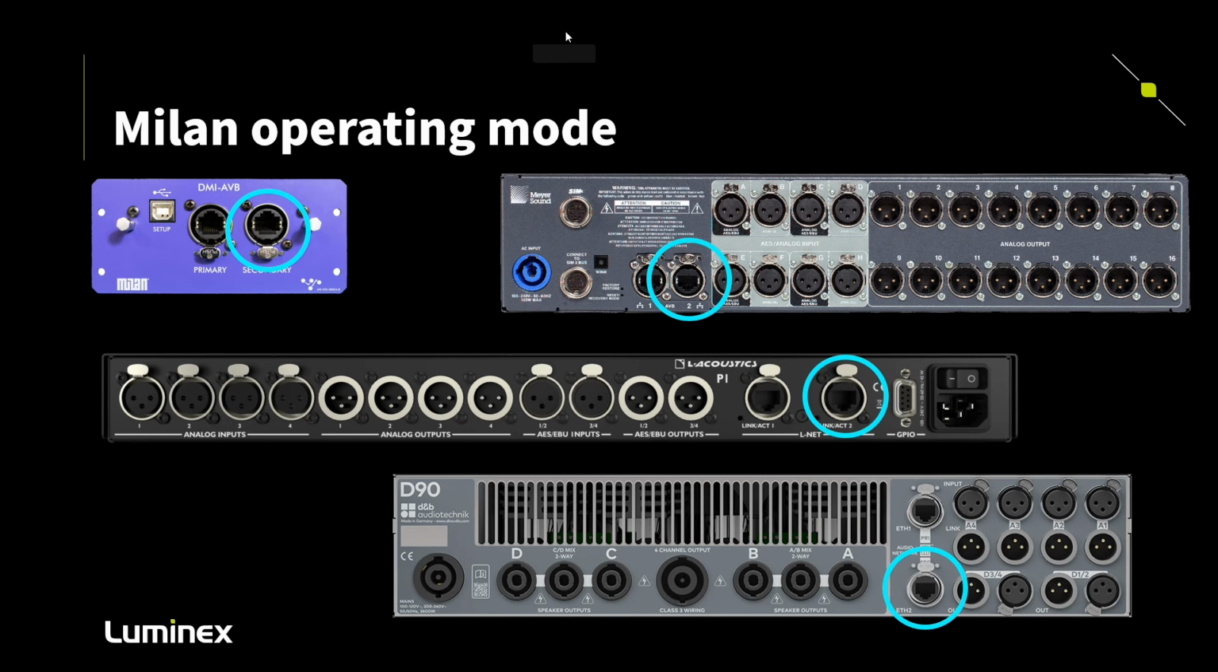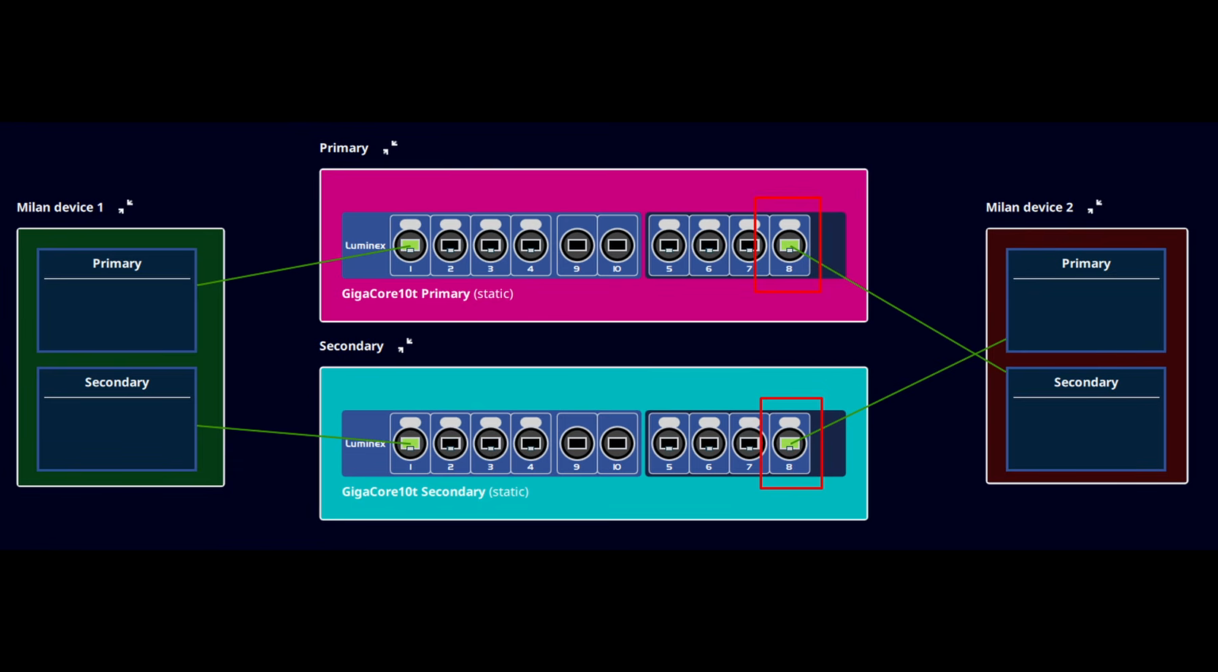Let's look at an example. In this setup, we have two redundant Milan devices connected to two GigaCore 10T switches. One switch is dedicated to the primary network, shown in pink, and the other is used for the secondary network, shown in cyan. If, by mistake, the primary and secondary connections of one device are swapped, Milan operating mode will detect this mismatch and notify you.